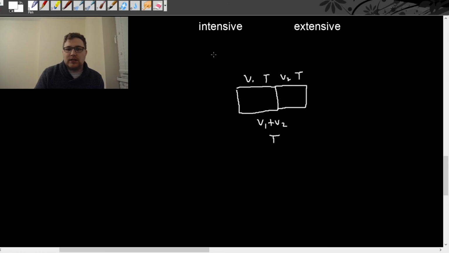So intensive quantities are quantities that are independent of system size, and extensive quantities are quantities that are dependent on system size. The most trivial one of these will be the volume. Energy is also extensive. If I take two containers and I combine them, the energy will grow linearly with the volume of the total system. So we can write energy here. And also, of course, the number of particles.